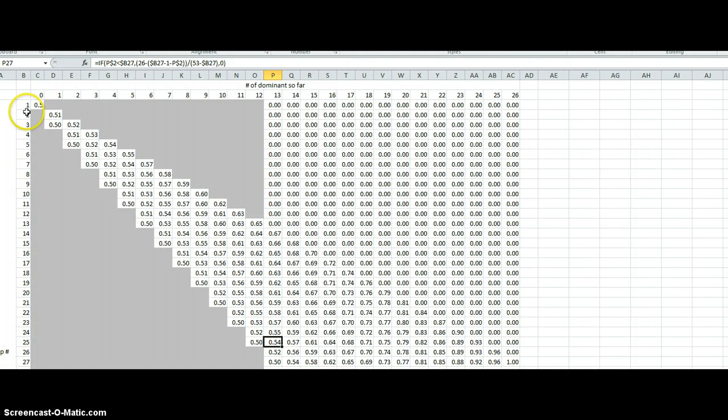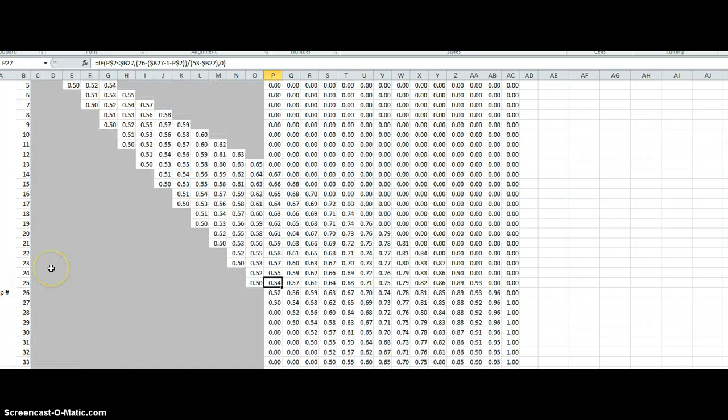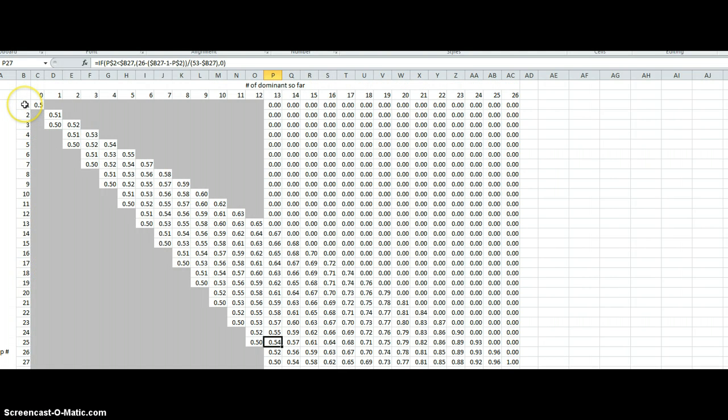On the left side, I had flip numbers. So you can see here we have 52 different rows, 1 for each flip. On flip number 1, when there's 0 dominance, because nothing has been turned over, there's a 0.5 chance of guessing right. On flip number 2, there will be guaranteed to be 1 dominant, right? Because whatever color I flipped during the first flip is now a dominant color. And so on that second flip, I have a 0.51 chance of being right.